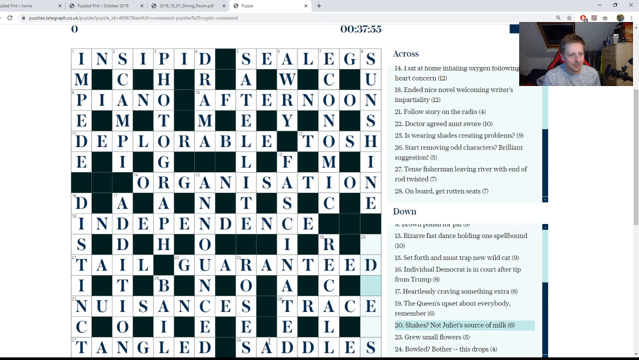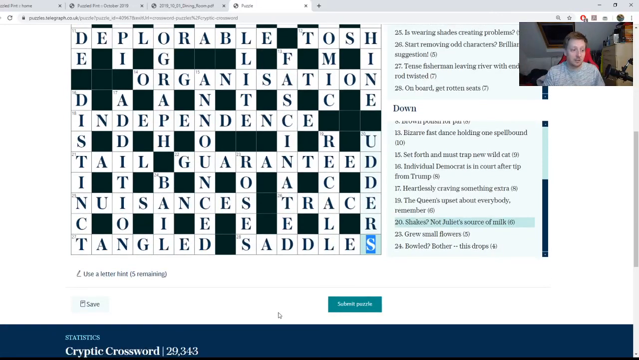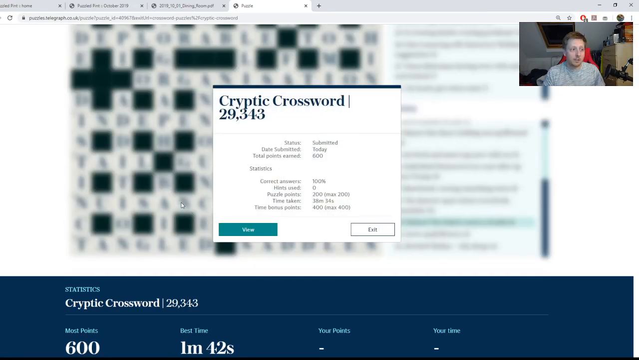You know, we've got a trace of cumin or whatever. Finally, Shakes, not Juliet's source of milk. Okay, I'm happy with this one. And that one, as Car 7th says, is indeed udders. It is Judders without Juliet. Juliet in the NATO alphabet is J. So take out J from Judders, you get udders. And that is your source of milk. Submit the puzzle. 100% correct, as normal, because we are clever. Ta-da!